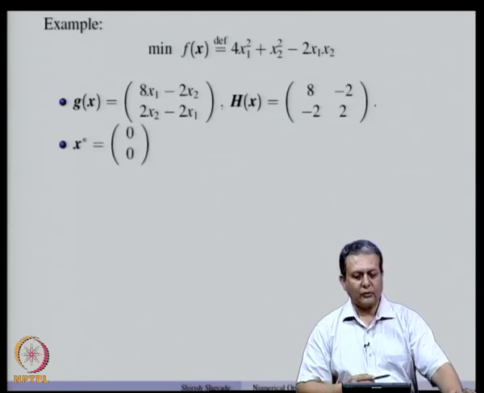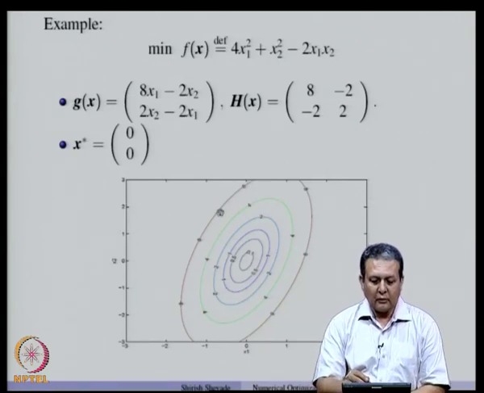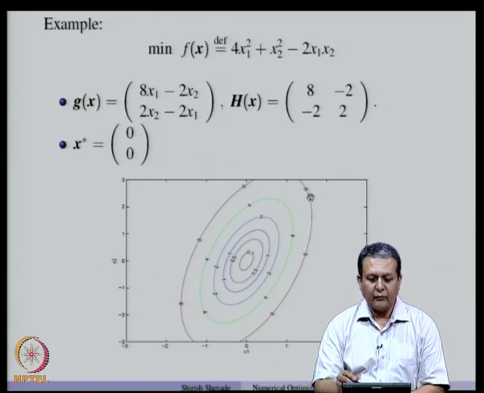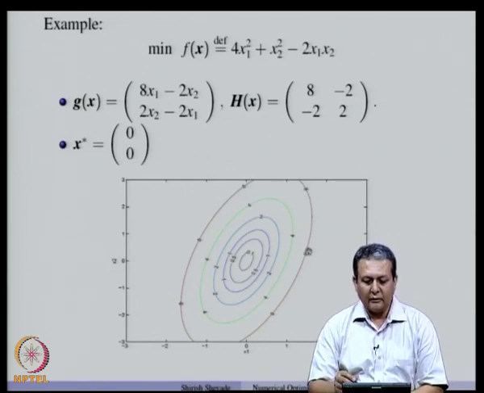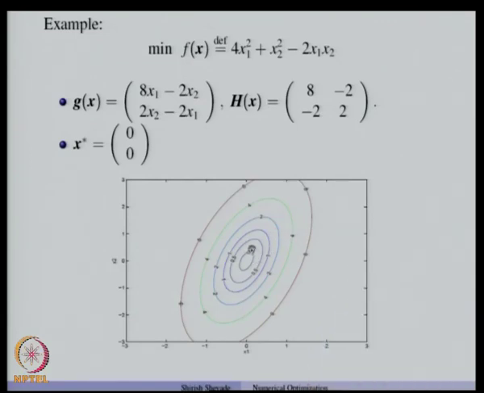So, let us look at the contours of this objective function. We can see this contour plot of f of x. This is the plot corresponding to the objective function value f of x equal to 8, and as we move inside the objective function value decreases. So, from 4 to 1.5, 0.1, and finally, we get a 0 objective function value at the origin. So, origin is a strict local minimum of f of x, which is given here.